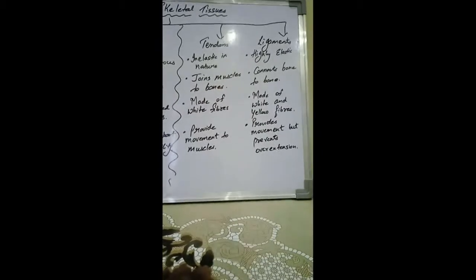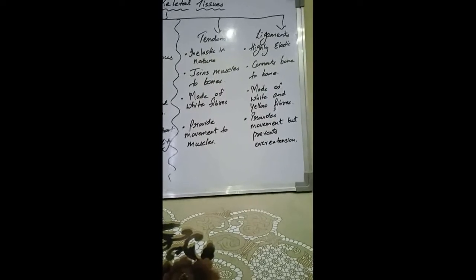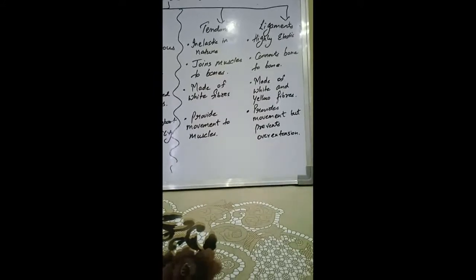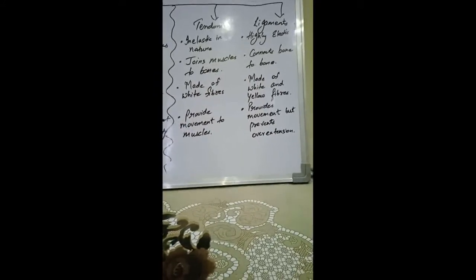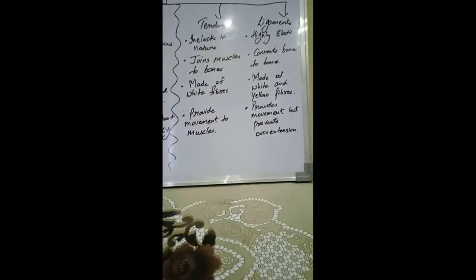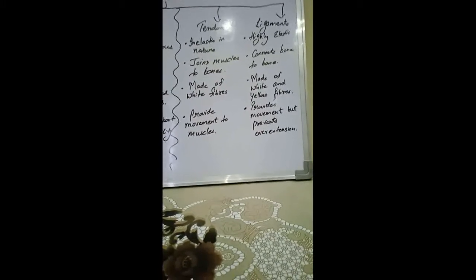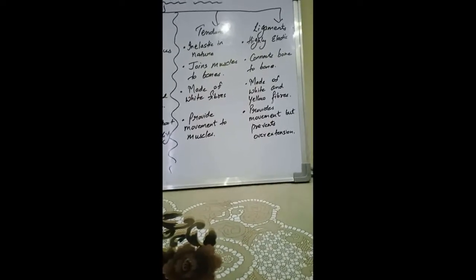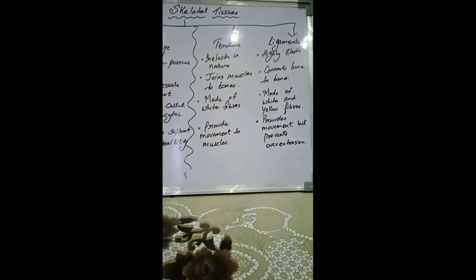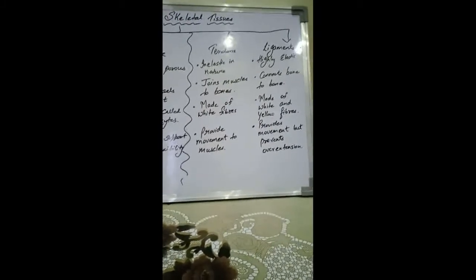Now comes the difference between tendons and ligaments. Tendons are completely inelastic in nature. Ligaments are highly elastic. What is the main function of tendons and ligaments? Tendons join muscles to bones, but ligaments connect two bones together. So it connects bone to bone. Tendons are made up of white fibers, but ligaments are made up of white as well as yellow fibers. And the last one, the function: tendons provide movement to the muscles, and ligaments provide movement but prevent overextension. So these were the differences between tendons and ligaments.